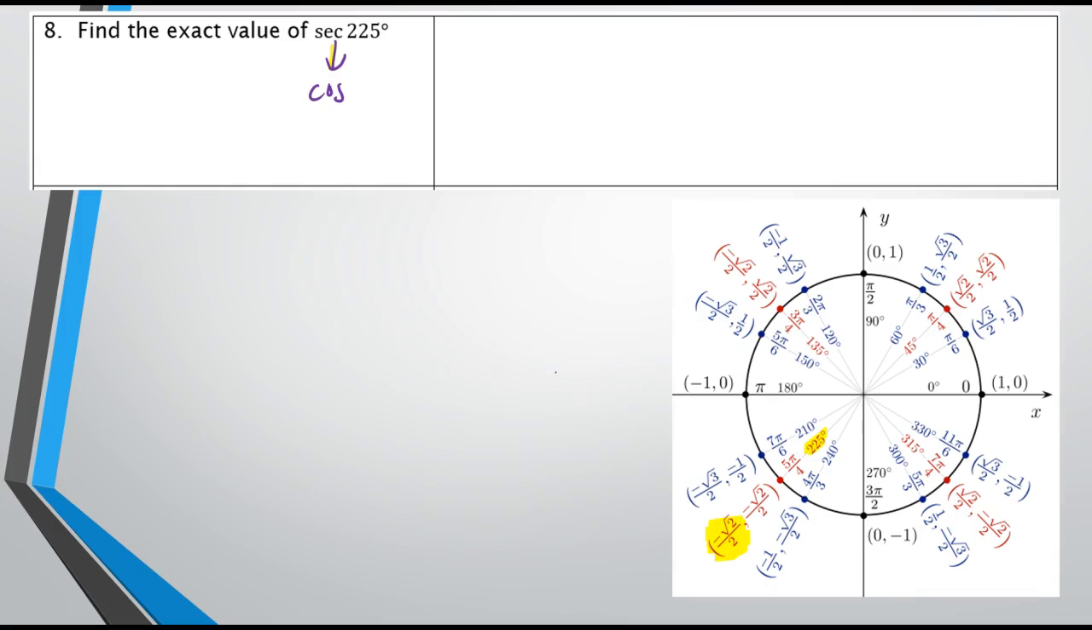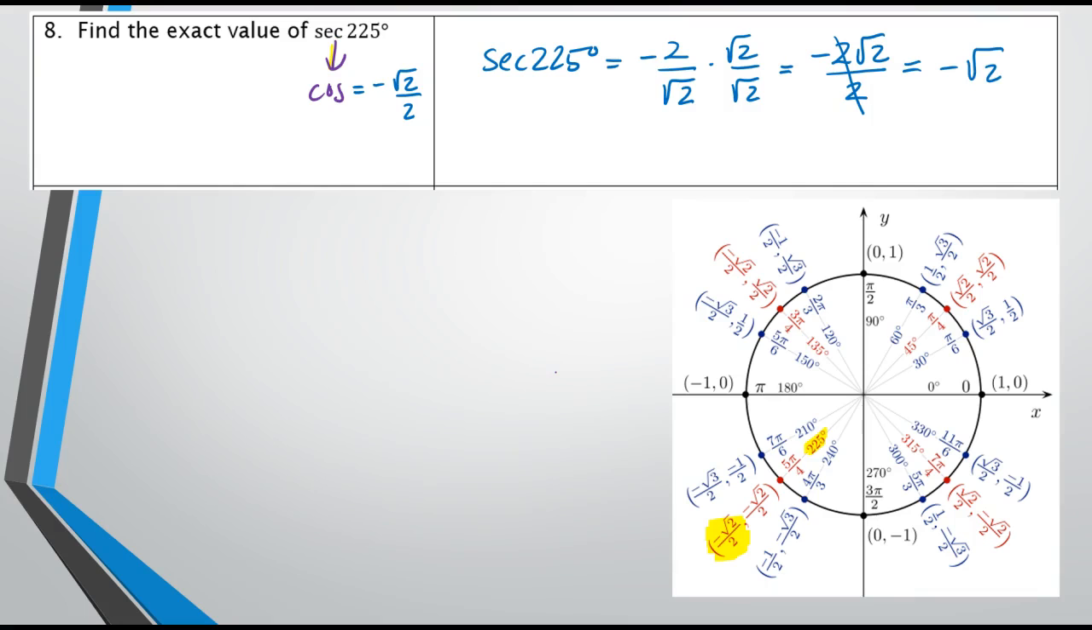So I'm going to take negative square root 2 over 2, that's the cosine, so I'm going to write that down. If I want secant, I would flip that upside down. So it would be negative 2 over square root 2, and now I have to rationalize. So I'm going to multiply by the square root of 2 over 2. This would give me negative 2 square root 2 over 2, and then these 2's on the outside cancel out. So my final answer would just be negative square root 2.